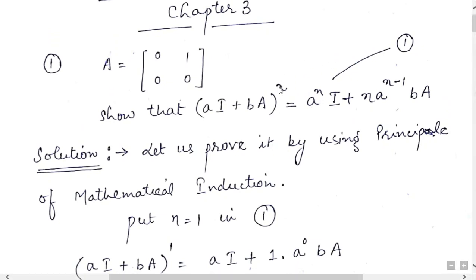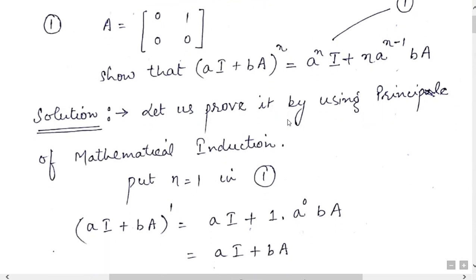In the first step you have to insert the value of n equal to 1 and you have to prove both the sides equal by using n equal to 1. Then you have to suppose this statement is true for n equal to k, and in the third step you have to prove statement number 1 is true for n equal to k plus 1. Let us start with the question.